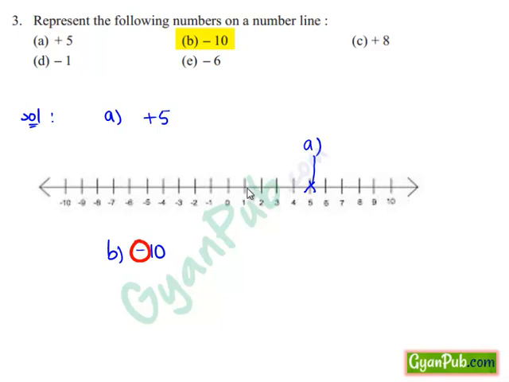To mark the B bit, minus 10. Minus 10 is a negative integer. It lies on the negative side of 0. Minus 8, minus 9 and minus 10. Here is B.